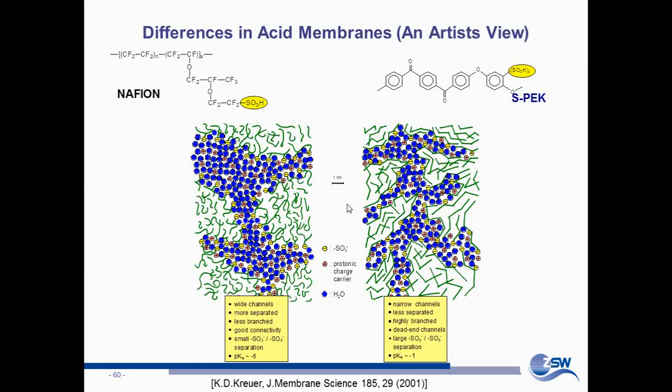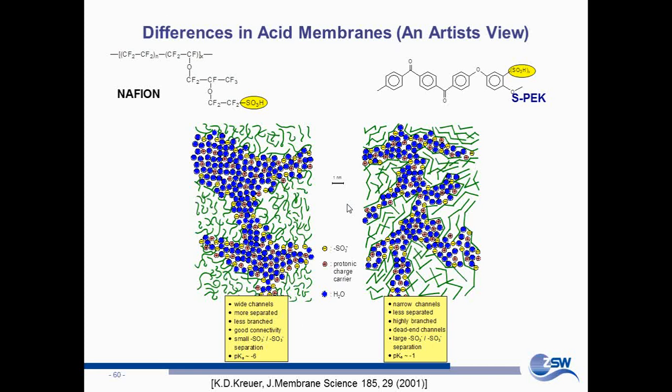In any case, some of the microstructural differences, or some of the differences in the materials, are reflected in the different microstructures. This here shows just a cartoon by Klaus-Dieter Kreuer on the pore structure of a Nafion type polymer membrane and of polyaromatic type polymer membrane.